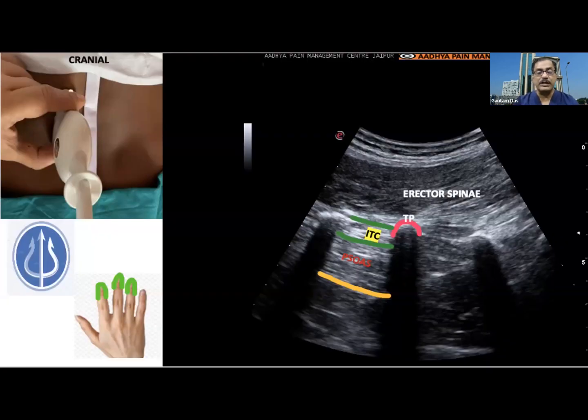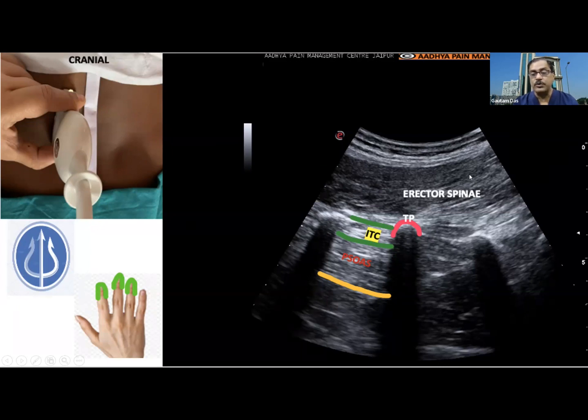But still, just a quick recapitulation. When you are starting from the lateral most part and then going medially, we'll be able to see this transverse process. So the transverse process, the tip of the transverse process, will be showing the acoustic shadow, and it will have finger-like projections, also called the trident view.